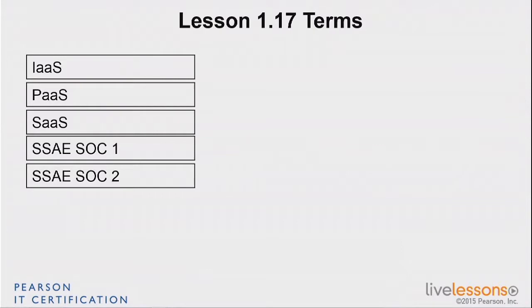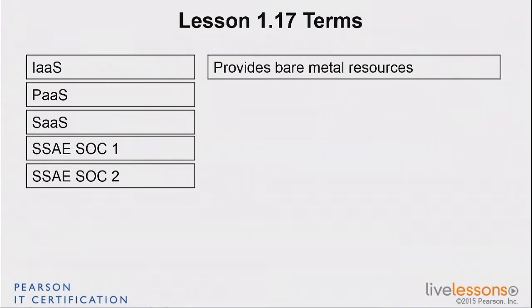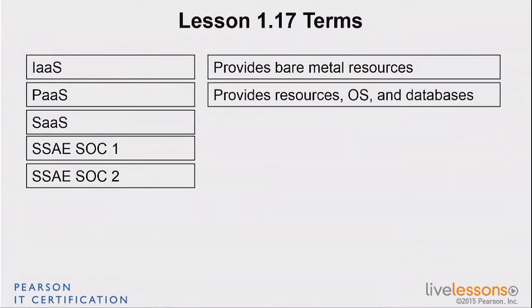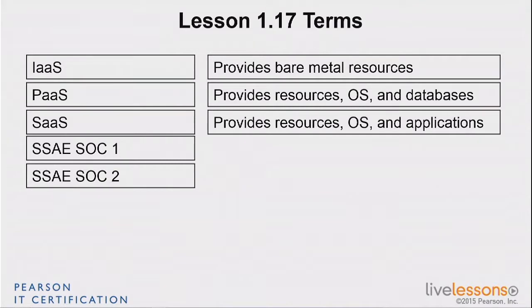Okay, let's go through lesson 1.17 terms. An IaaS, that's your infrastructure provider, provides bare metal resources. PaaS, platform as a service, provides resources, operating systems, and databases. And our SaaS, our software as a service, is providing the resources, the operating systems, and the applications. Remember, all 3 of these are really relatively new participants in the supply chain.